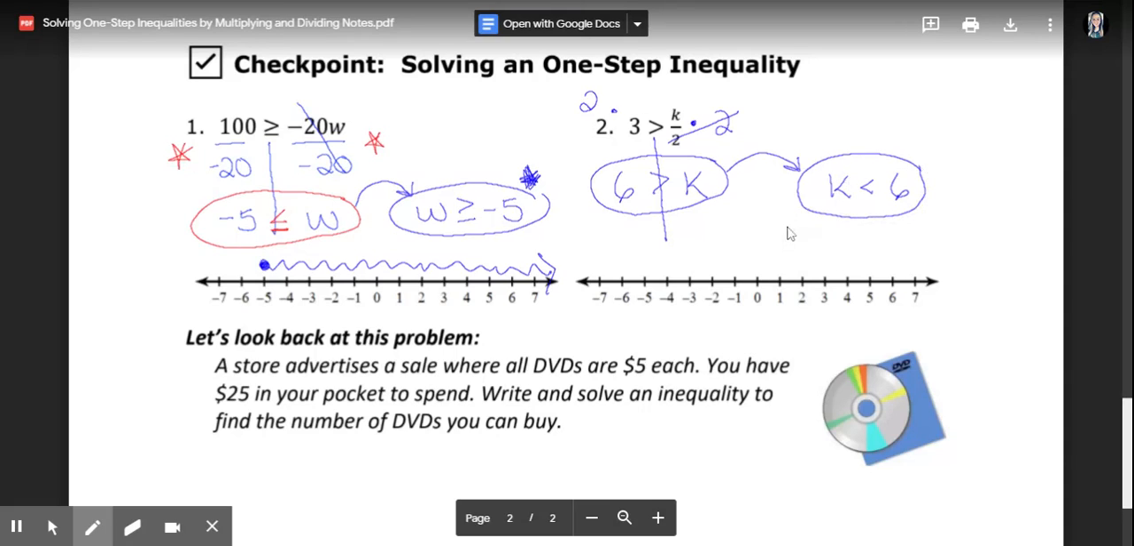To graph this, should I use an open or closed circle? Open. 6 is not part of the solution. It does not say equal to. Based off this answer, which direction should I shade? To the left. I'm looking for all the numbers that are less than 6. Less than always goes to the left.